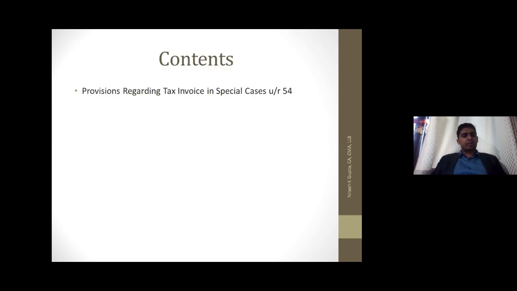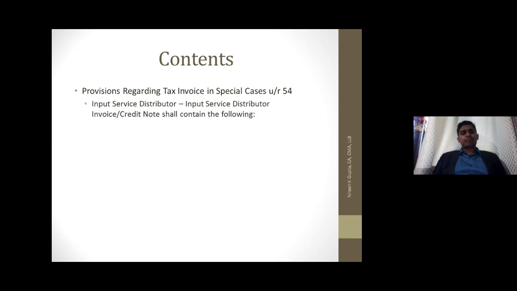We were studying about contents of a tax invoice. So some special cases are there under Rule 54, that what would be the contents of the tax invoice. So there is an input service distributor. Who is an input service distributor? An input service distributor is a person who is not doing any sales, who is only doing purchase and expense. So the example can be an office of a big company.